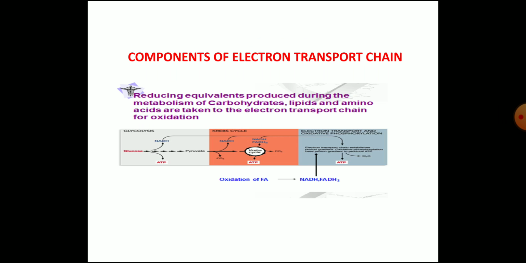So the electron transport chain is present in the inner mitochondrial membrane. Remember, it is present in the inner mitochondrial membrane. The enzymes of ETC are embedded in association with the enzymes of oxidative phosphorylation, that is the final production of ATP. So both are present in the inner mitochondrial membrane.